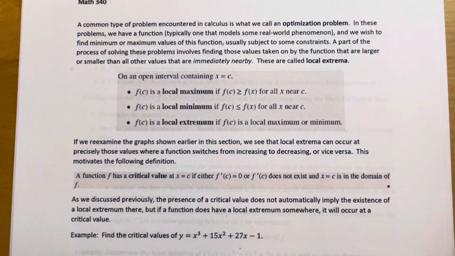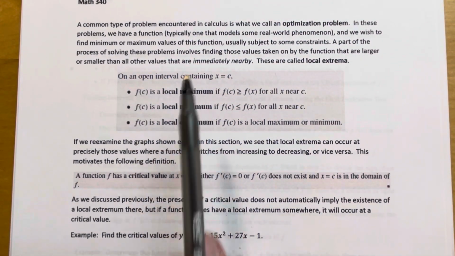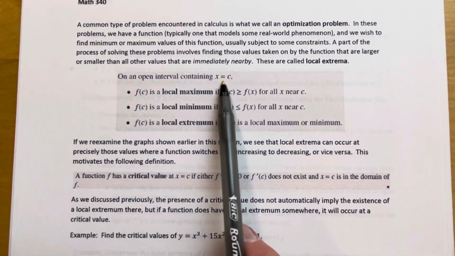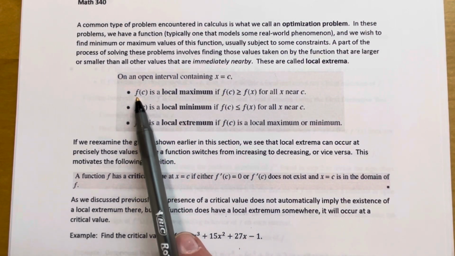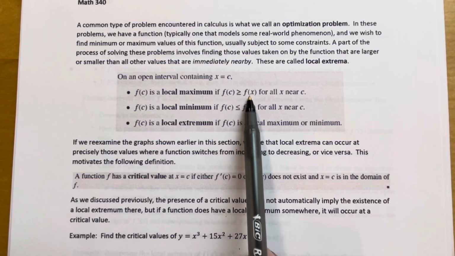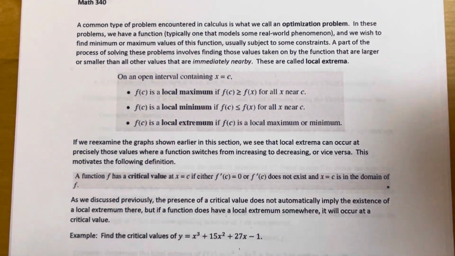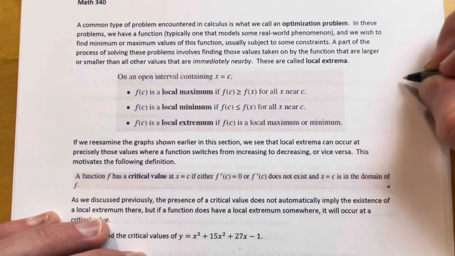Well, suppose we have a function, f of x, and it's defined on some open interval containing some number c. We say that f of c is a local maximum if f of c is greater than or equal to f of x for all x near c. So here's what that means.